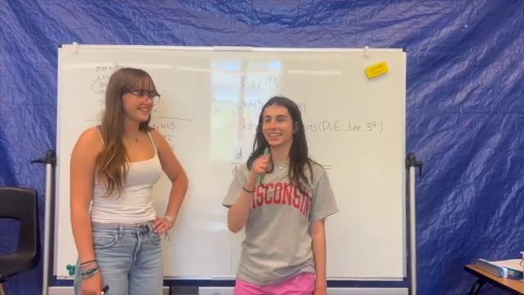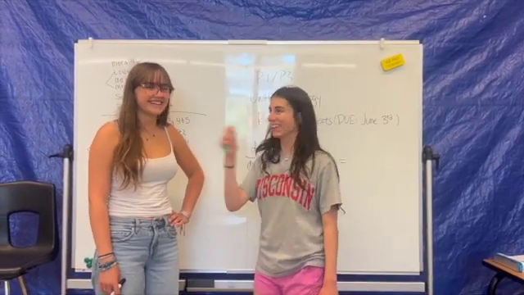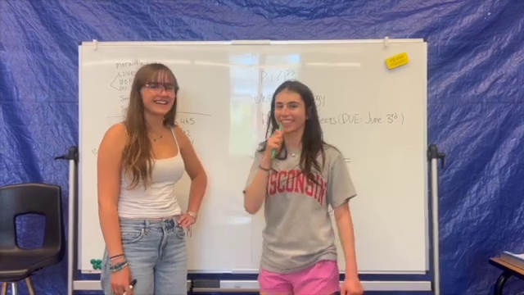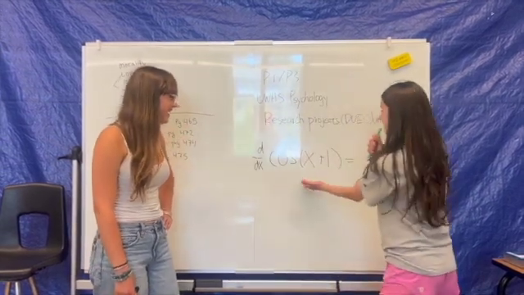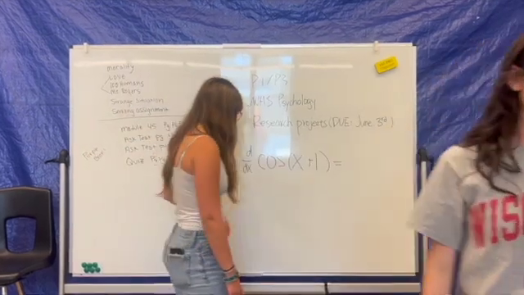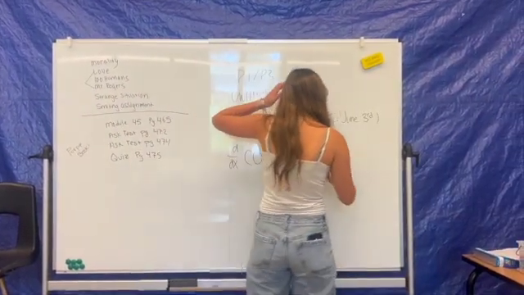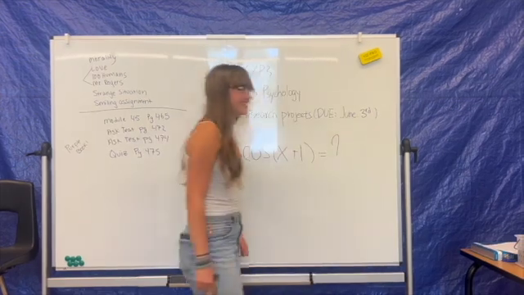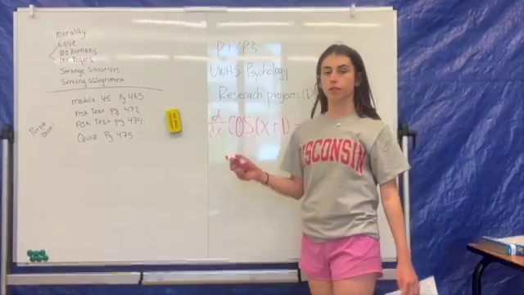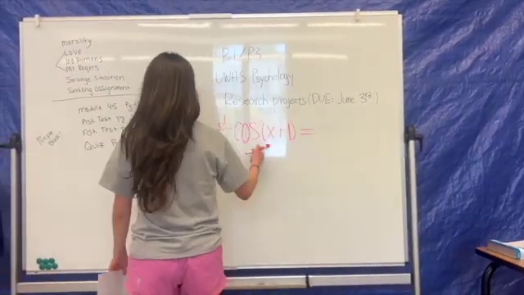Our next contestant. Hi. What's your name? Fustine. Alrighty, Fustine, can you please solve this equation? Sure. Good try! So here we have the function cosine of x plus 1.